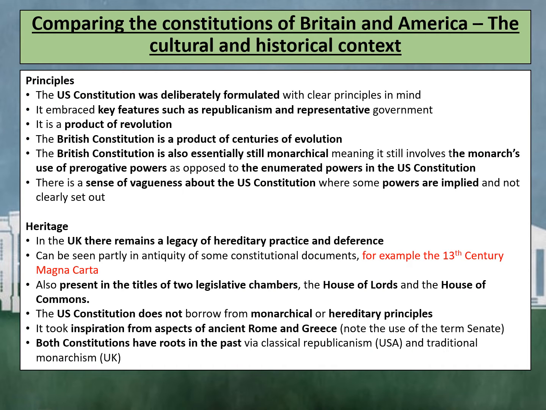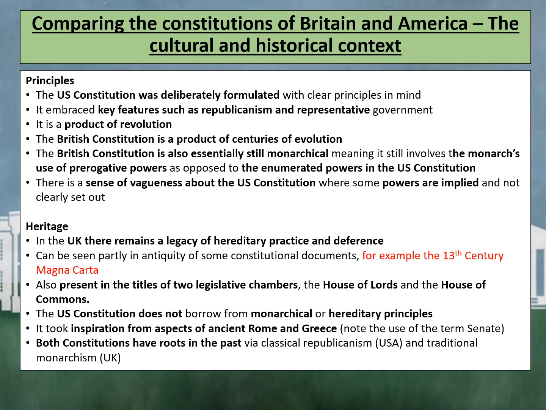Let's compare the constitutions of Britain and America by looking at the cultural and historical context. Starting with principles. The US Constitution was deliberately formulated with clear principles in mind. It embraces key features such as republicanism and representative government. It is a product of revolution. The British Constitution is a product of centuries of evolution. The British Constitution is also essentially still monarchical, meaning it still involves the monarch's use of prerogative powers, as opposed to the enumerated powers in the US Constitution. There is a sense of vagueness about the US Constitution, where some powers are implied and are not clearly set out.